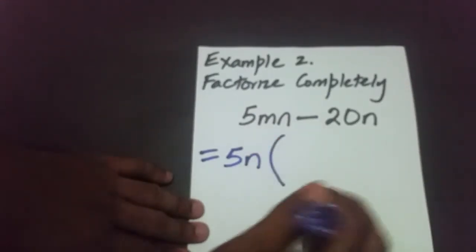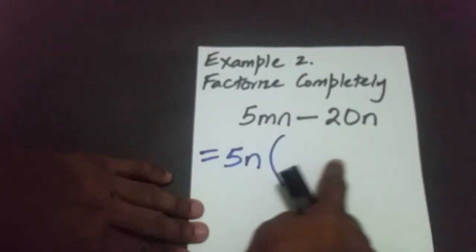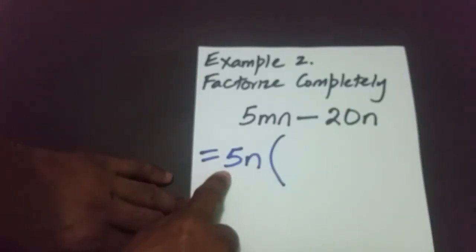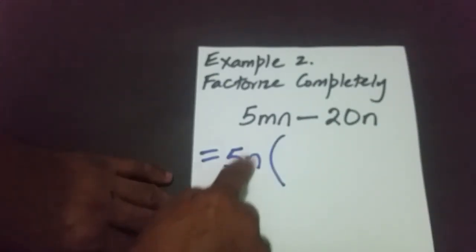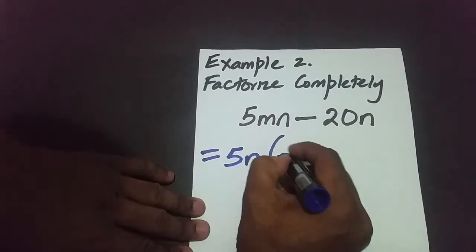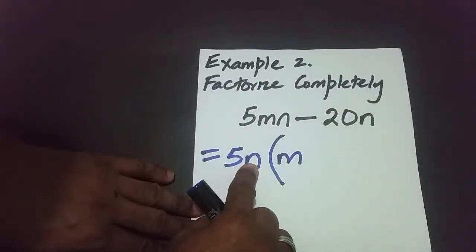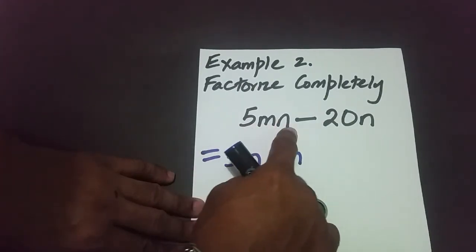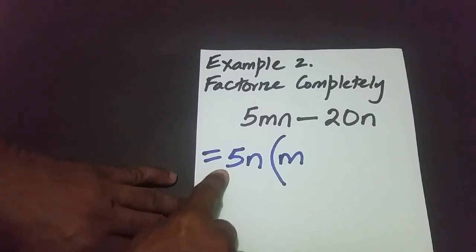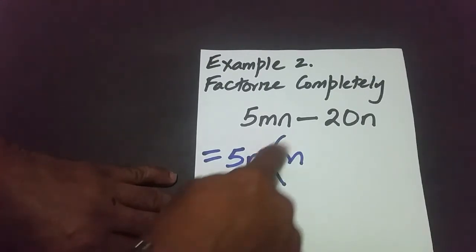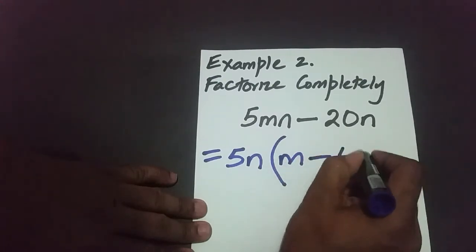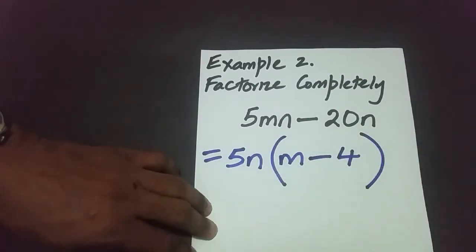Now all we need to do is figure out what comes inside the bracket. So how you do that is very simple. Ask yourself, what times 5n gives me back 5mn? And that would simply be m, because 5n times m would give me back 5mn. And the next question to finish the problem would be, what times 5n would give me negative 20n? And that simply would be negative 4. And that would be your final answer.